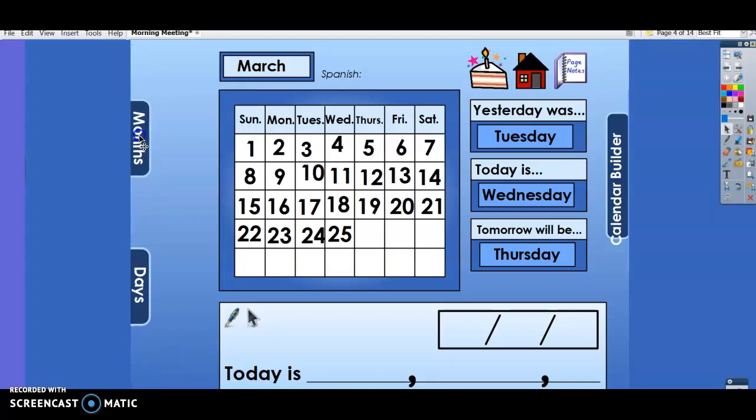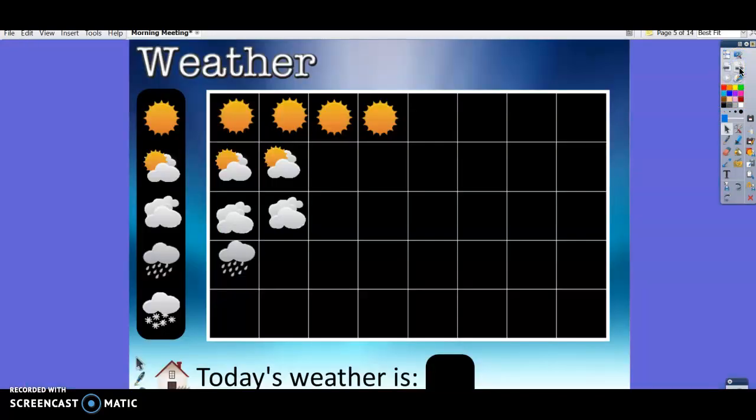All right, we'll put that away. And we'll go to our weather. So I have to take a look outside today. And when I take a look outside my window, I can see that it is sunny outside, and I'll put the sunny sign on our weather.